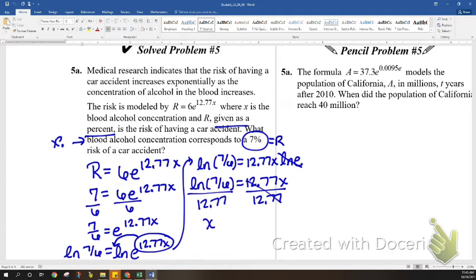And so we get x equals, so we're going to plug this in our calculator, so the natural log of 7 divided by 6, close your parenthesis, divided by 12.77. And I got 0.012. Now, this started out as an exponential equation, so I don't have to worry about the domain, because remember, the domain of exponentials is negative infinity to infinity.